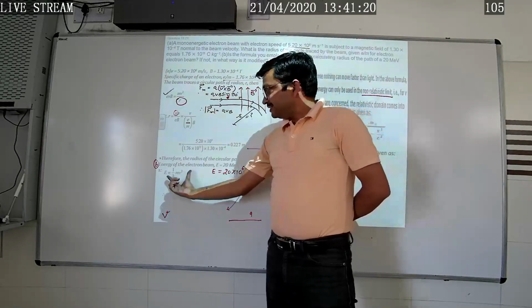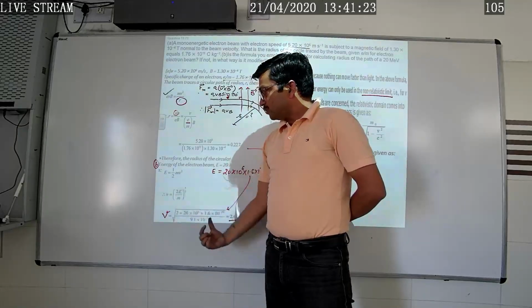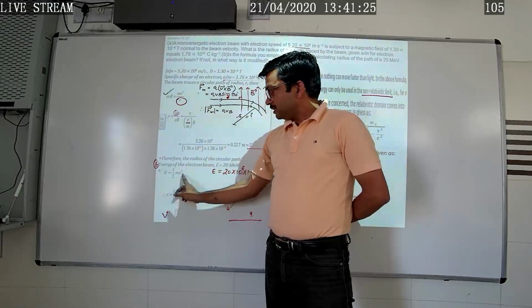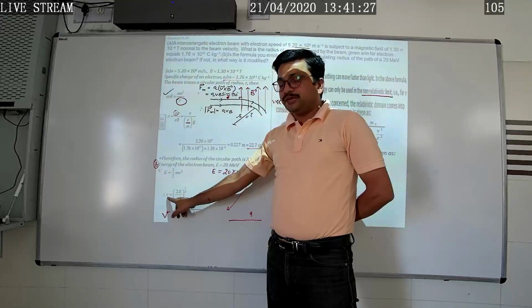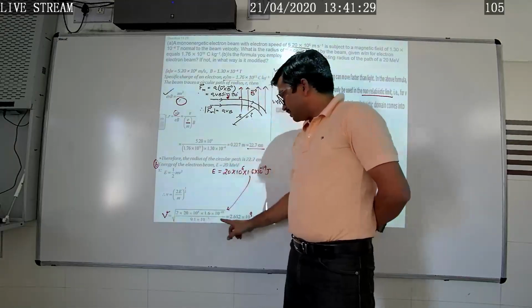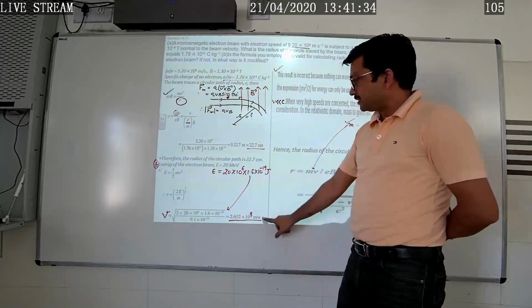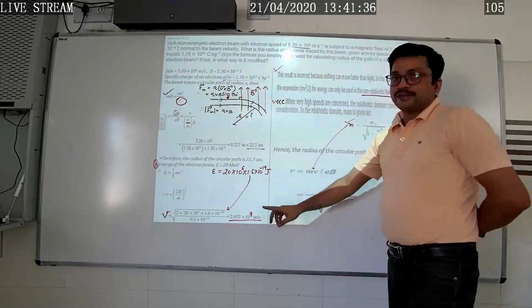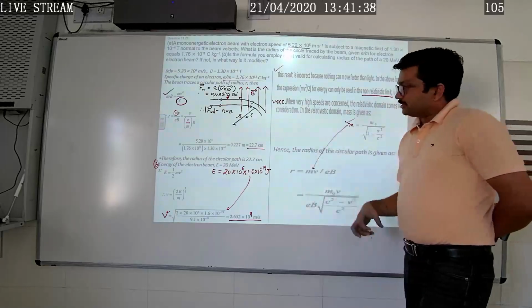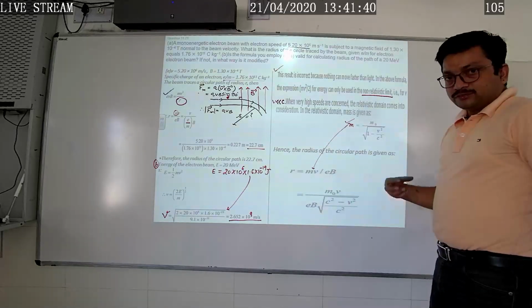So kinetic energy is given to us as equal to 1 by 2 mv square. From this relation we make the speed the subject, so speed comes out to be 2.652 into 10 to the power 9 meter per second, and this speed cannot be possible. So the relativistic domain comes into consideration.